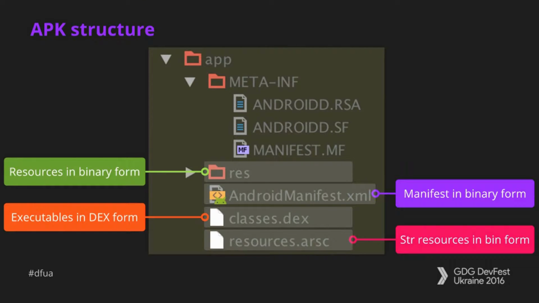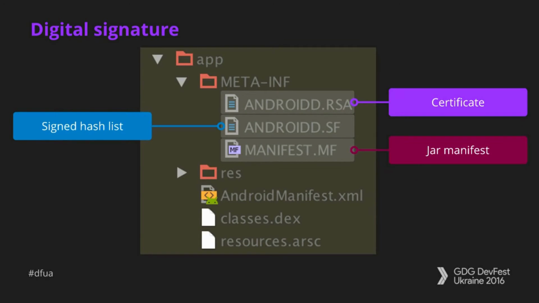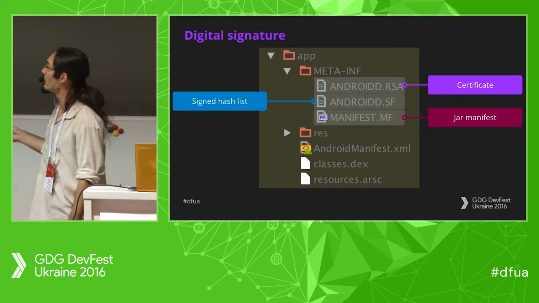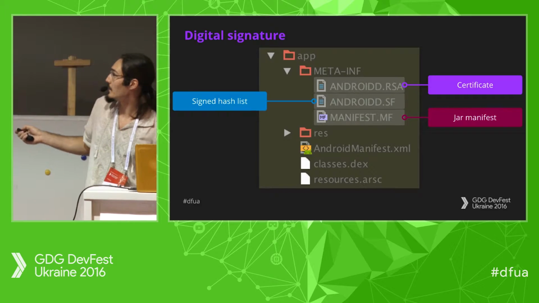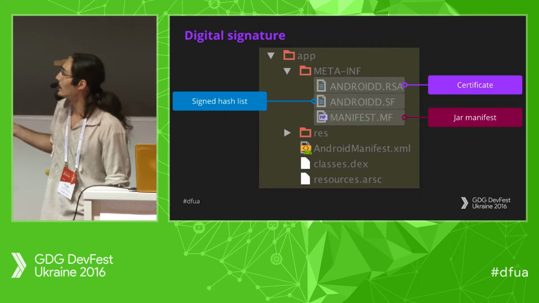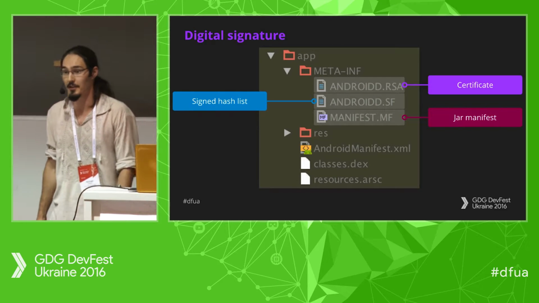This package contains resources, the Android manifest, and string resources in binary form. Why in binary? Because of performance reasons also. And the most interesting part for us, the DEX file with executable binaries. Also, there is a META-INF directory with the standard Java manifest and two files that are added by jarsigner.